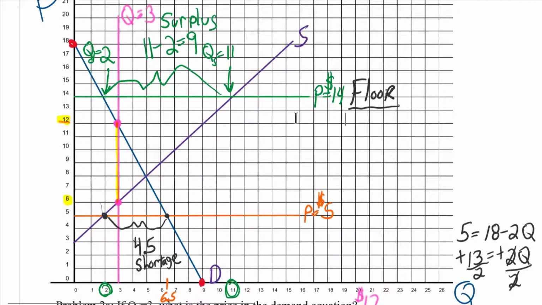The United States government has put price floors on things like milk. One reason they gave for doing this is to try to help dairy farmers, to try to make sure that the price doesn't go too low so that dairy farmers don't go out of business. And so for many years in the United States, we had a price floor on milk.